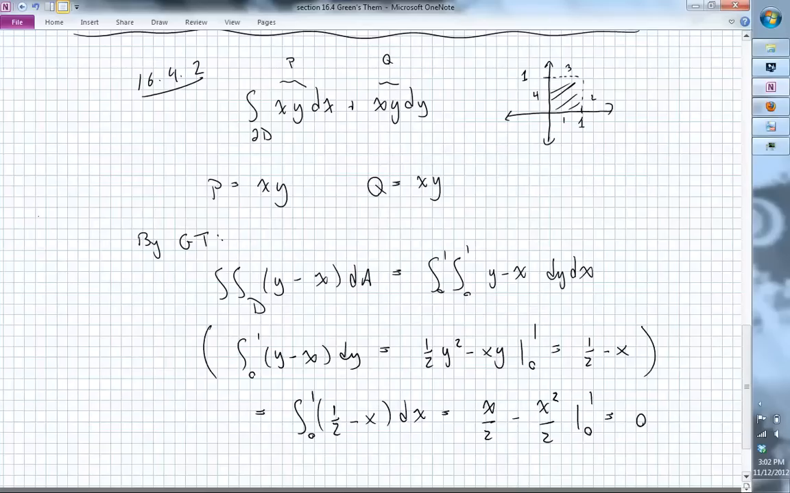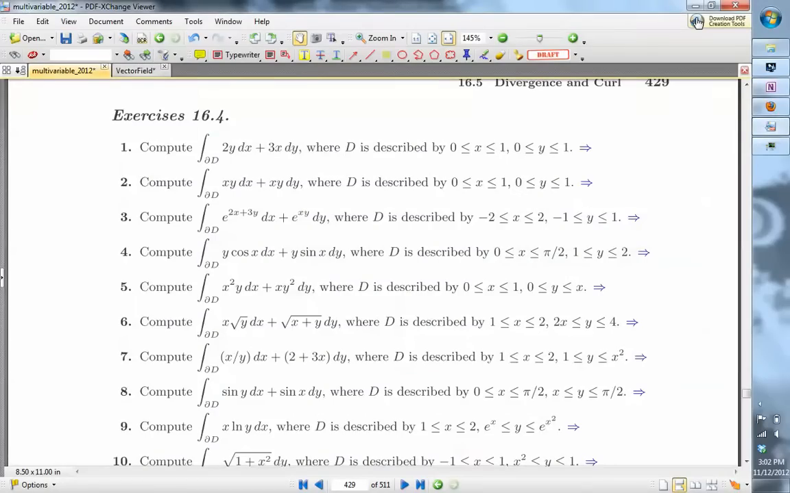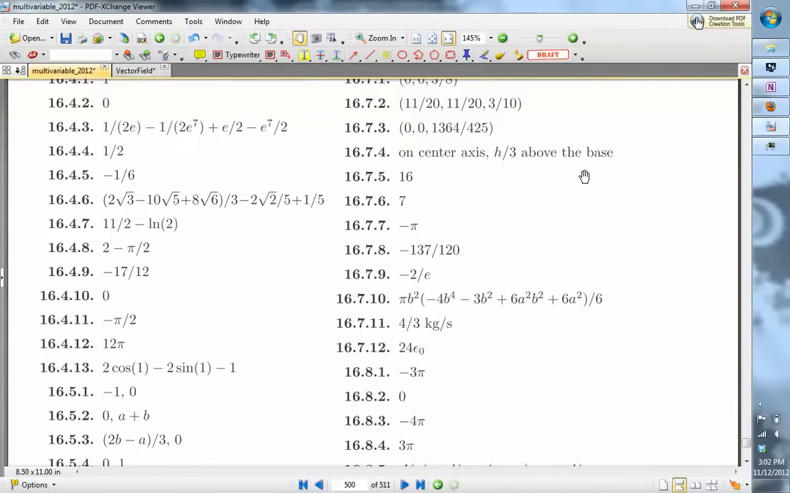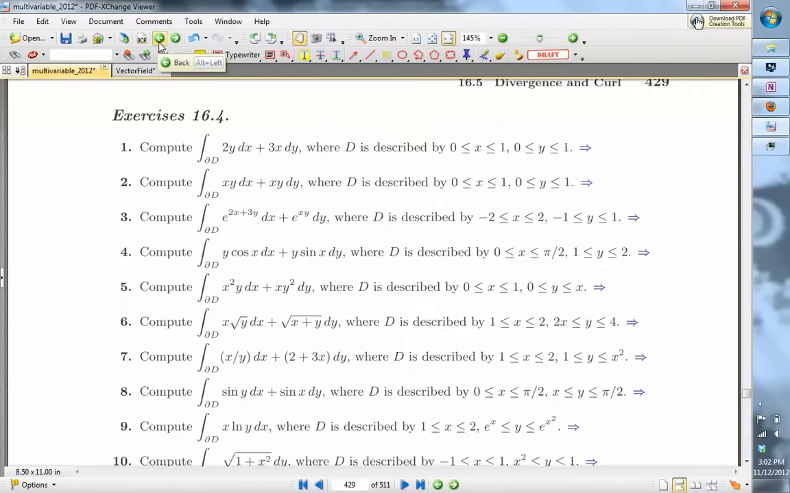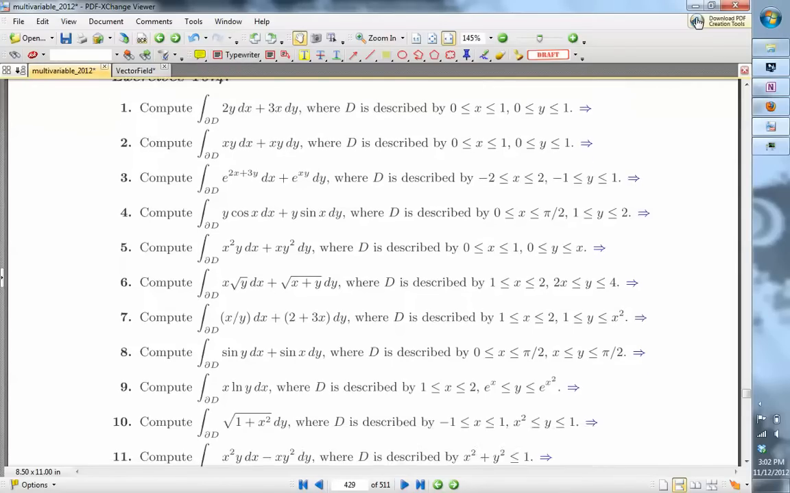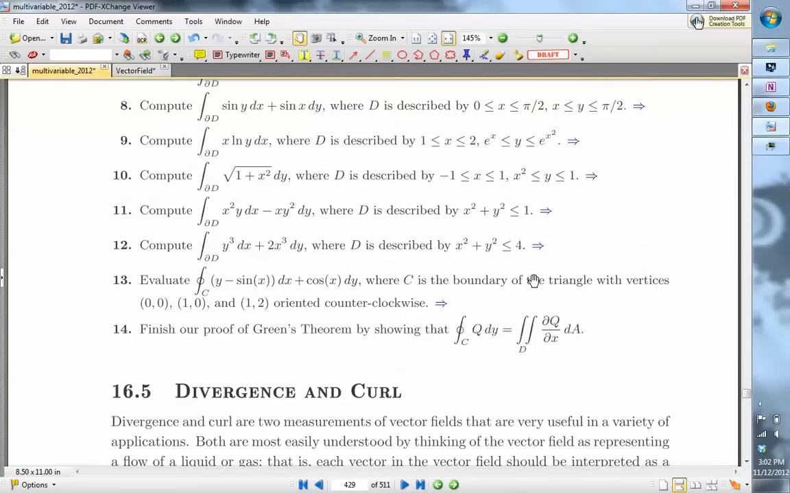We should check our answers here. 16.4.2. Yeah, okay. Questions about that? Okay, let me do one more example before I go back to the theory. I want to go down and do 11. So 11 is not anything really more complicated than the other one.